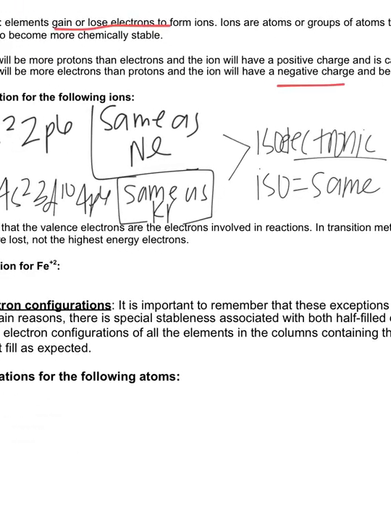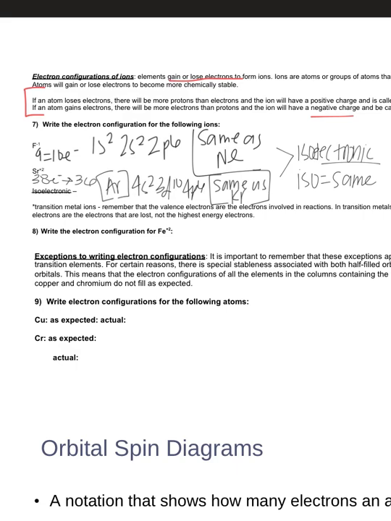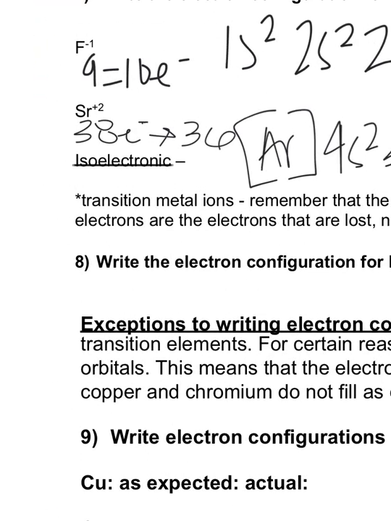So what I would say is that the fluorine ion, so fluoride, is isoelectronic to neon. The strontium ion is isoelectronic to krypton. That's how I would say that. So it just means that you have the same number of electrons.